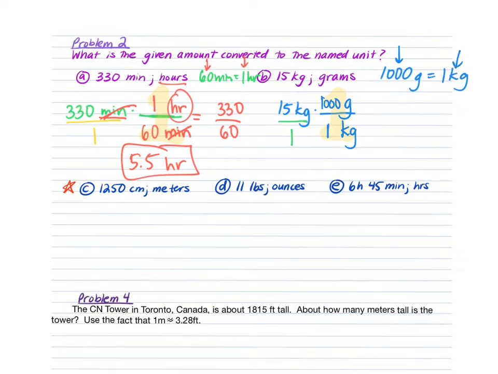Okay, and now when we multiply across, we have 15 times 1,000, which is 15,000. And then we just have 1 on the bottom. Our kilograms are going to cancel, and we're just left with grams. So this is 15,000 grams.